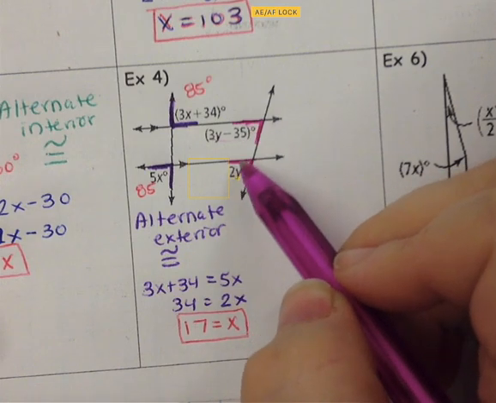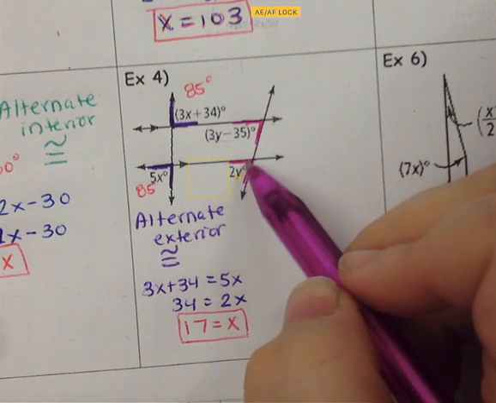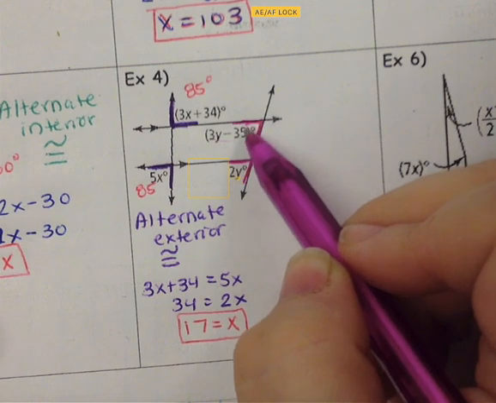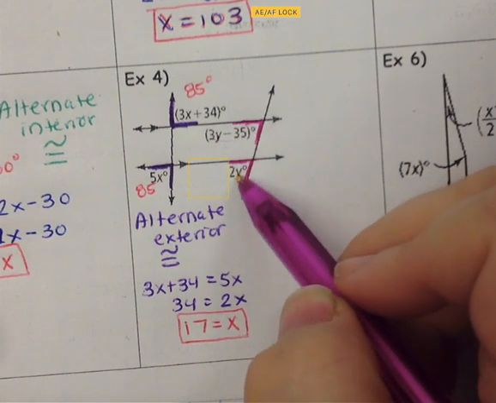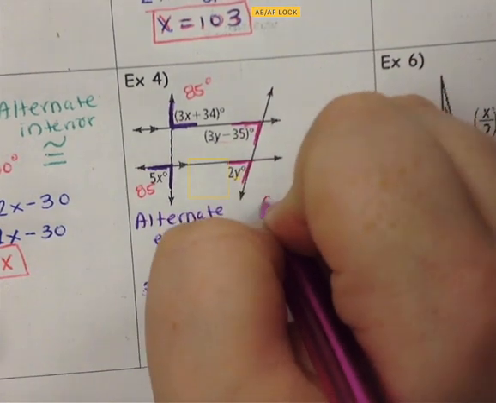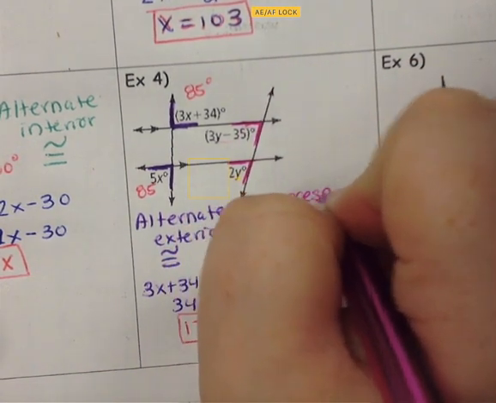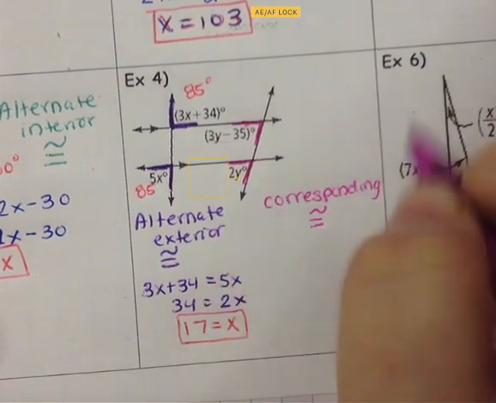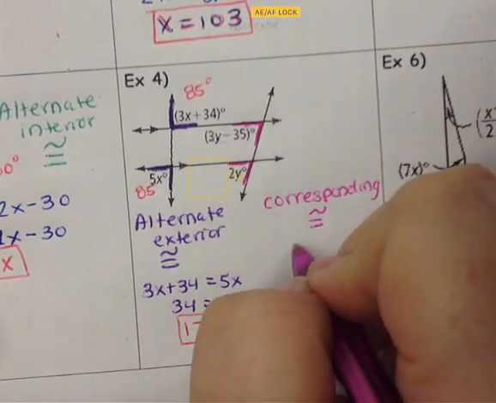That would think corresponding. So let's look at the 2y. This is on the bottom left, and this one is on the bottom left as well. So that means that these are in fact corresponding angles. The pink is corresponding. The numerical relationship is congruent for those.